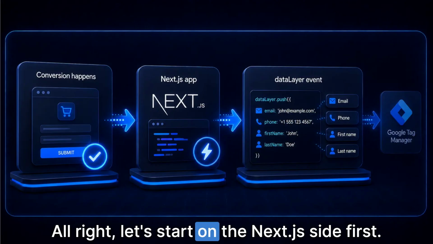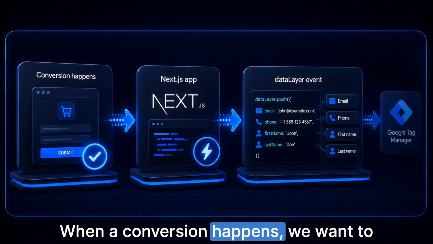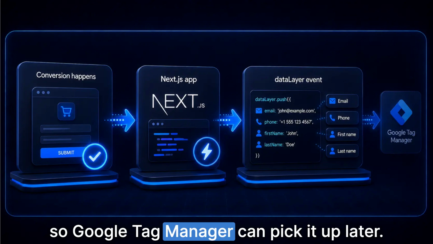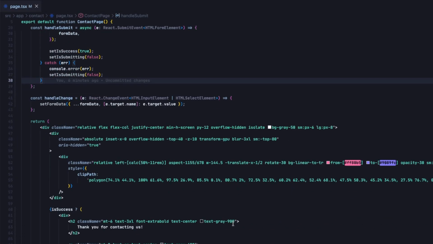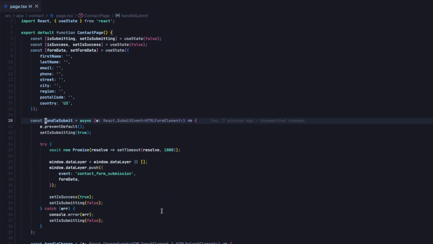Alright. Let's start on the Next.js side first. The goal here is pretty simple. When a conversion happens, we want to push the customer data into the data layer so Google Tag Manager can pick it up later. Usually this happens right after something like a form submission, a lead sign up, or a successful purchase. After your submission logic runs, for example, after you confirm a purchase was successful, you push an object into the data layer variable.